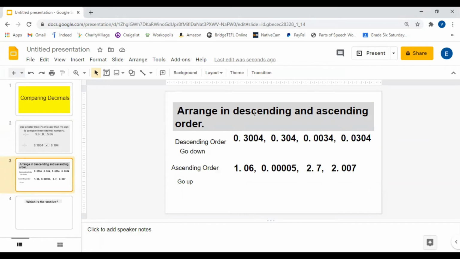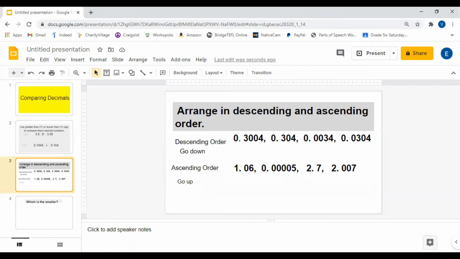Now we are going to arrange in descending and ascending order. In the first set of numbers, I'm going to rearrange them in descending order. When you descend, students, you go from top to bottom. You go down, and you start from the biggest number. When you are descending, you start from the biggest to the least.